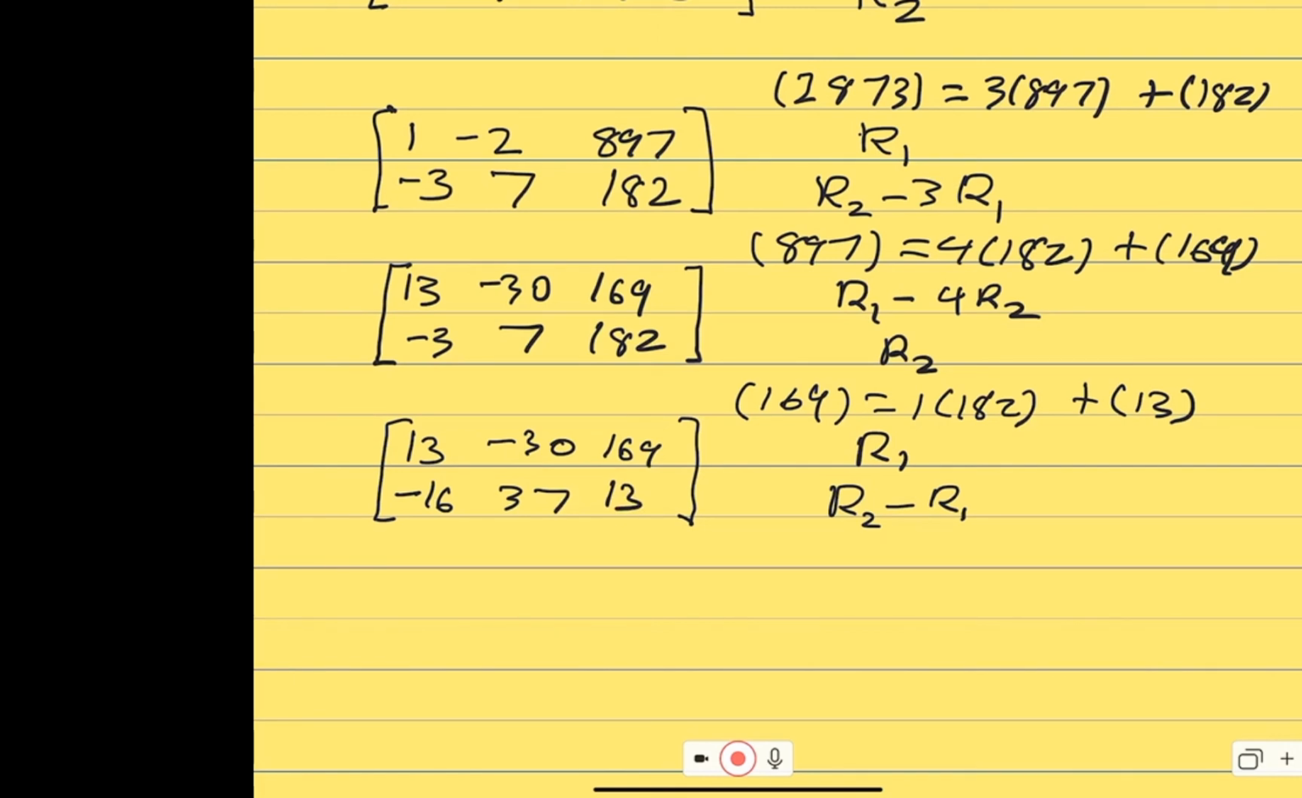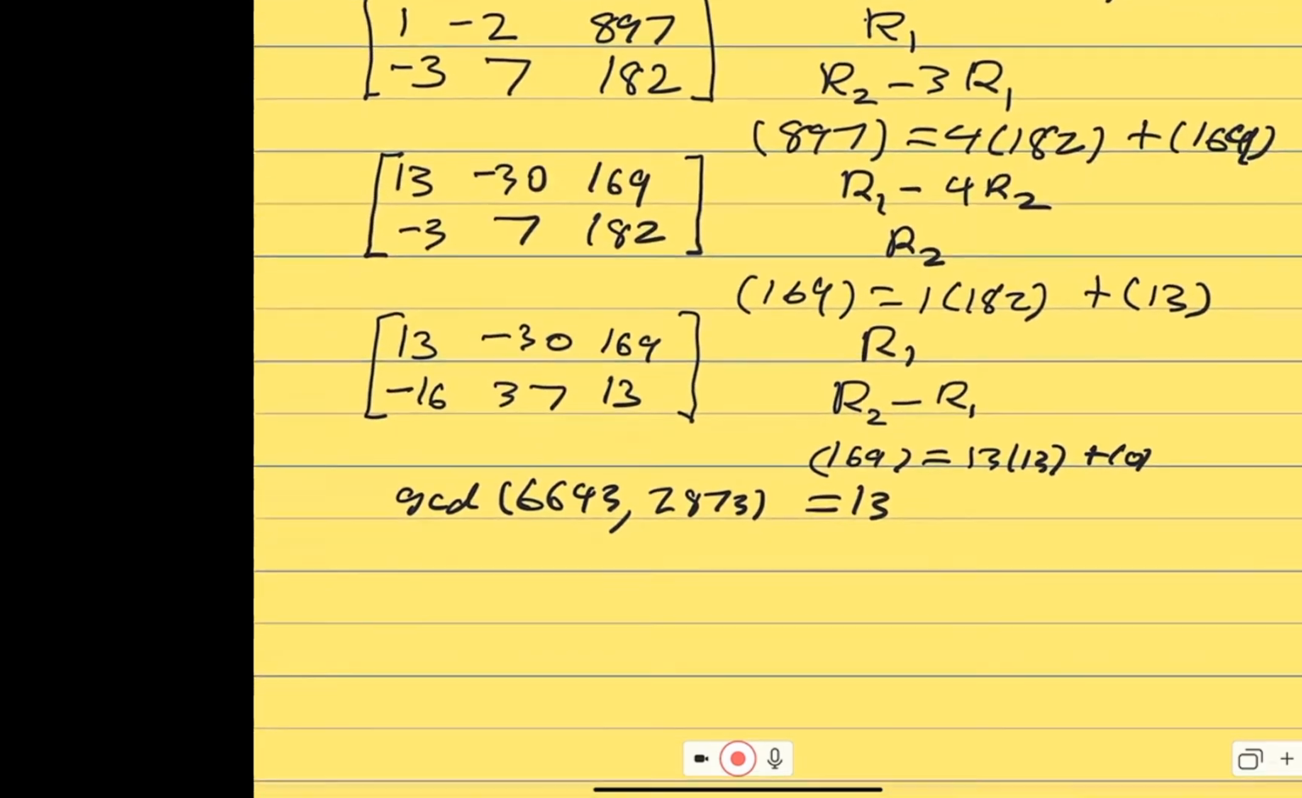And if I do my last division, I have that 169 is 13 times 13 plus 0, so there's no remainder here. So we have the GCD of our original numbers. Let's see, what were they? The GCD of 6643 and 2873 is 13.